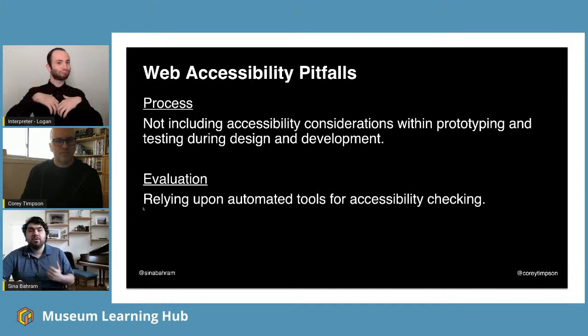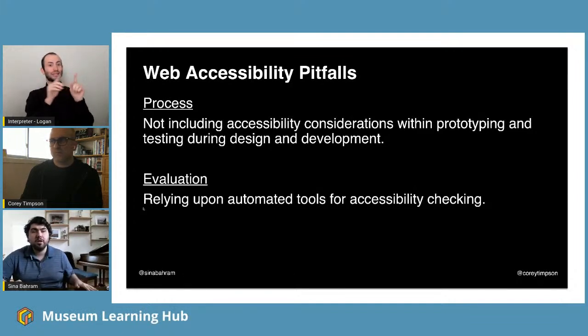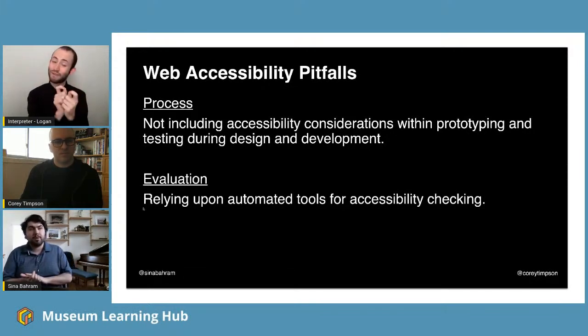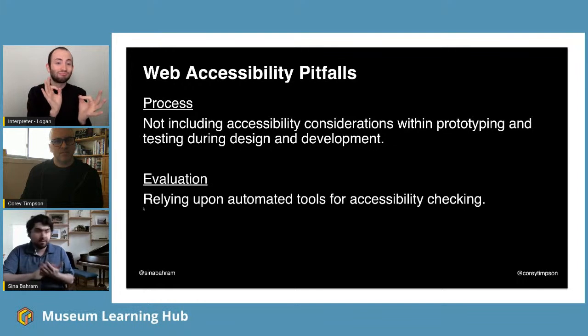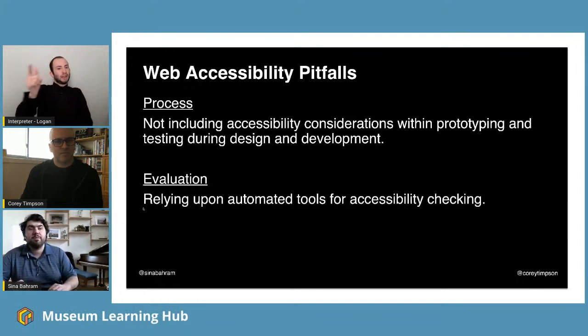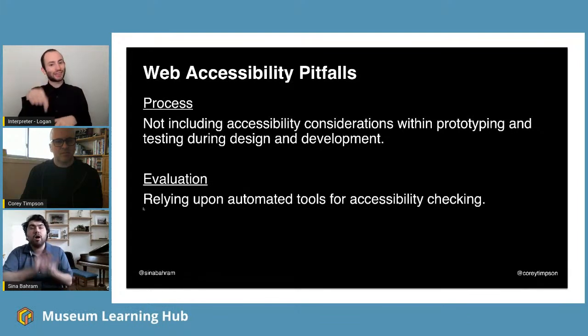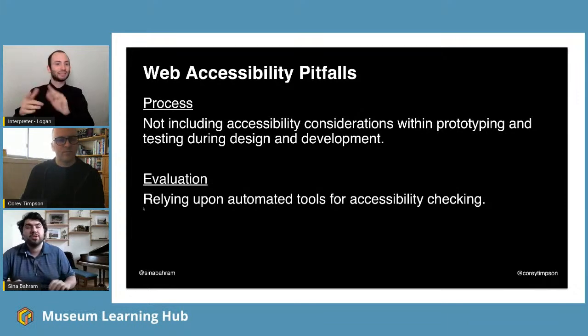So anything we can do to build in those checks and those requirements, and then assess how we're doing. We may not be doing perfect. We may have to leave certain things for the next project or an iteration. That's fine, but just consider these things up front and during the process. And don't rely on automated tools for checking. They're helpful, but they can't capture everything.